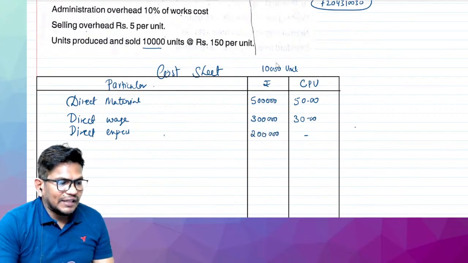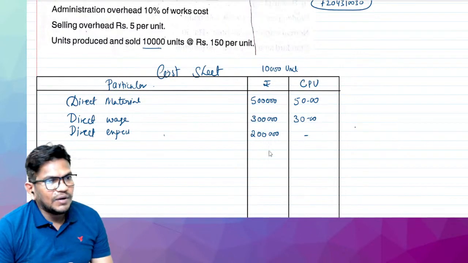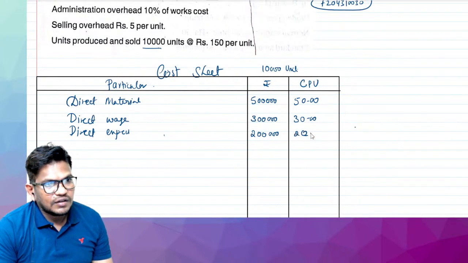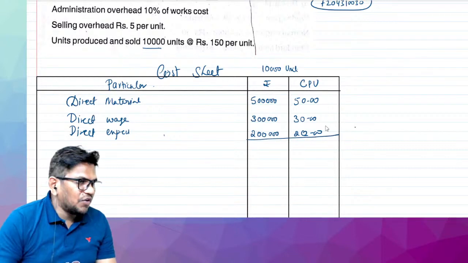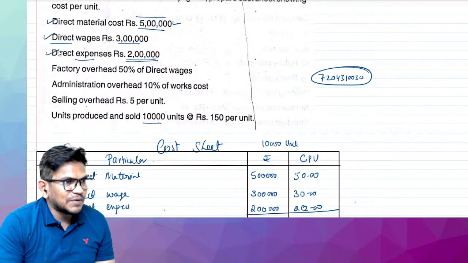2 lakh divided by 10,000. एक्स्ट्रा करते हैं. 2 lakh divided by 10,000. How much? 20. Guys, add multiple. Now we have all. We have taken all, right? Direct material is done, direct wages is done, direct expenses is also done.